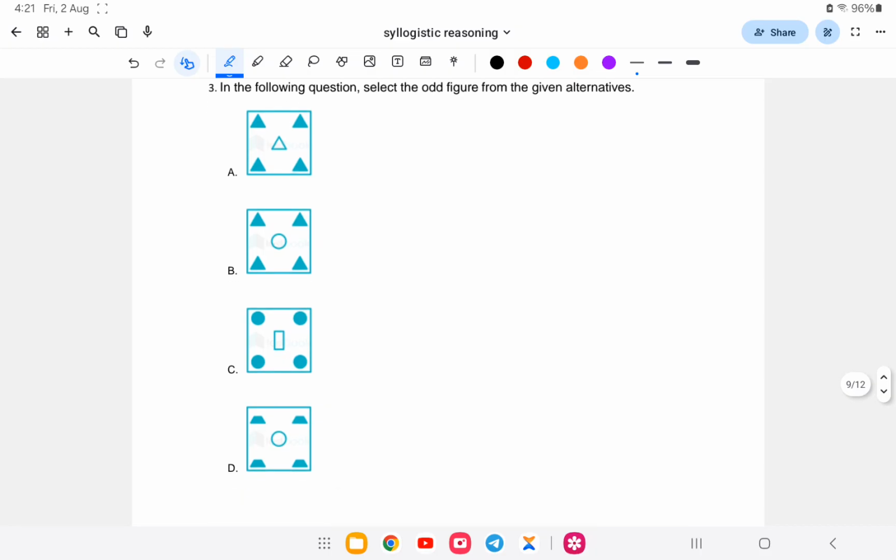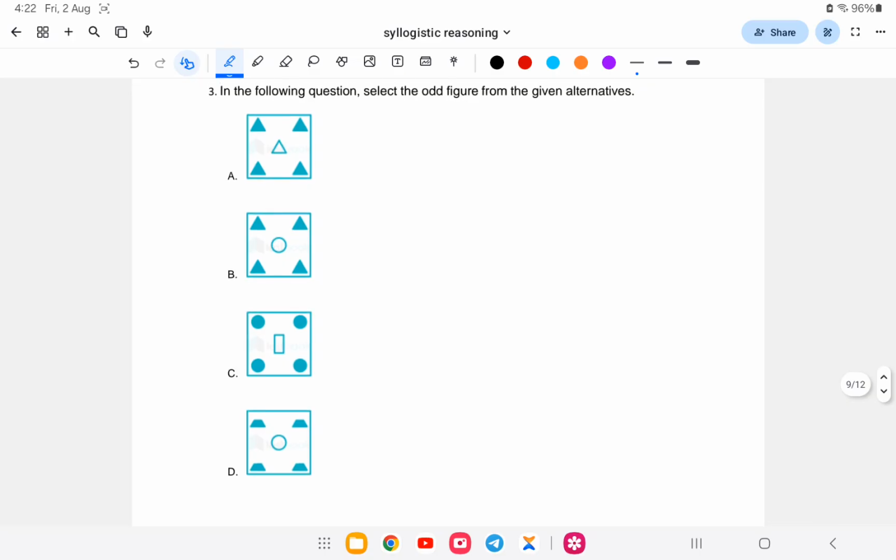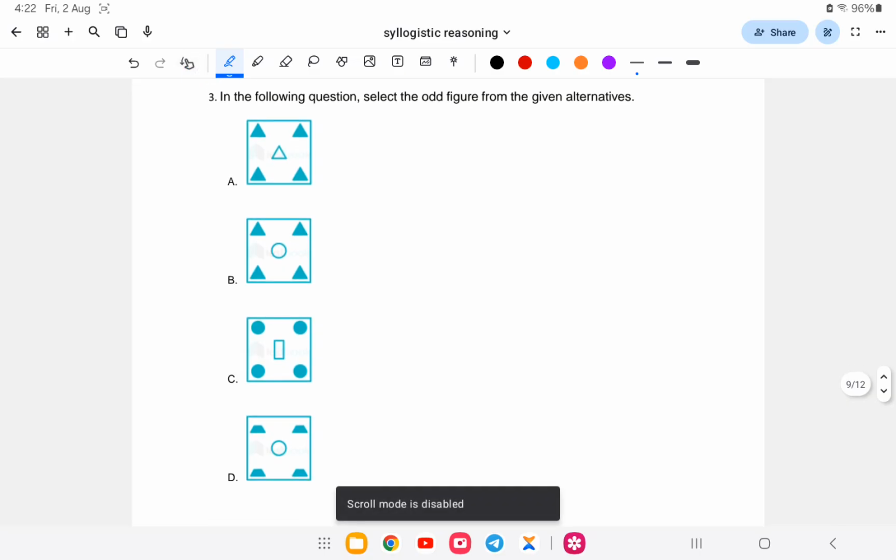In the following question, select the odd figure from the given alternatives. So as you can see, number 3 there, select the odd figure from the given alternatives.